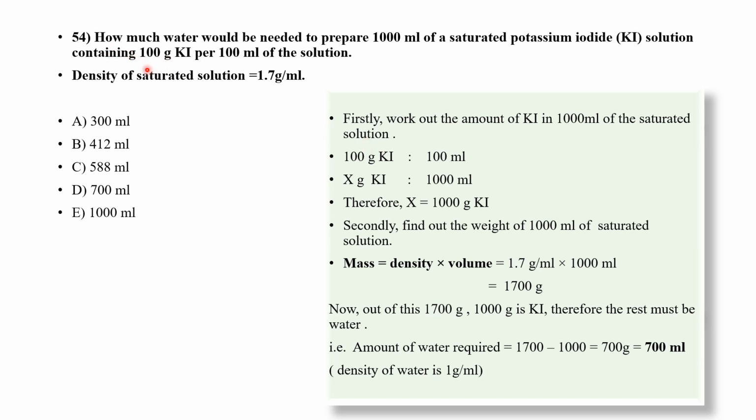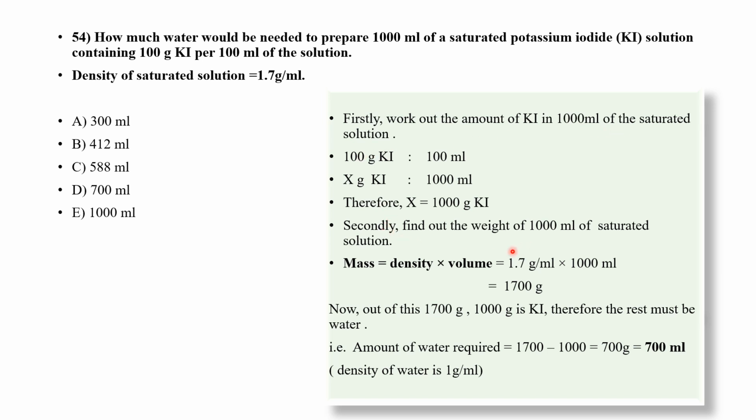So in the question they have given a clue, that is 100 gram potassium iodide is present in 100 ml of the solution. That is written here, that is 100 gram potassium iodide in 100 ml. So let it be x gram potassium iodide in 1000 ml. So find out x using cross multiplication. So x will be equal to 1000 gram potassium iodide. So this 1000 gram is the amount of potassium iodide in 1000 ml of the saturated solution.